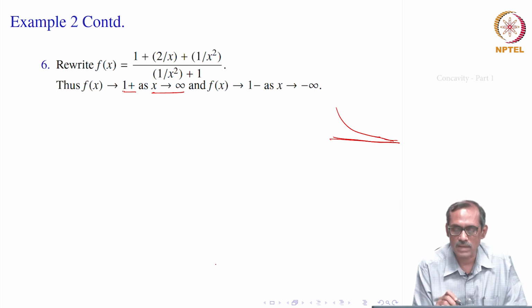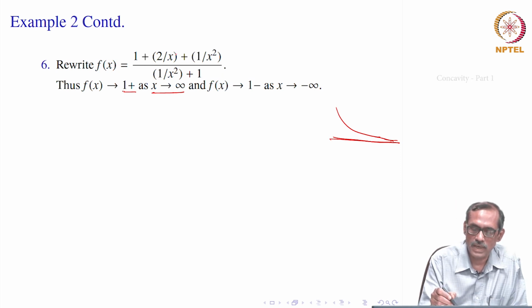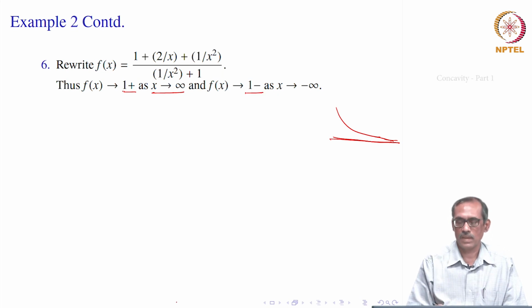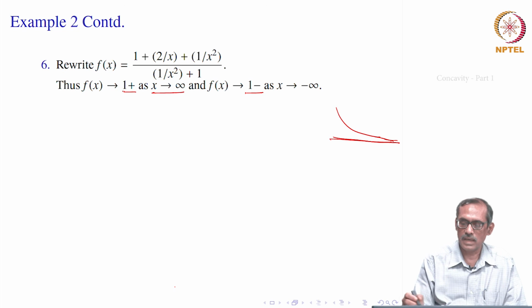And when x goes to minus infinity, this remains negative, this remains positive, this remains positive. So, it will be something like 1 by x square plus 1 and minus something. So, it will be smaller than 1, but it is close to 1. So, that we write 1 minus. Okay. So, again y equal to 1, but it will be staying smaller than 1.